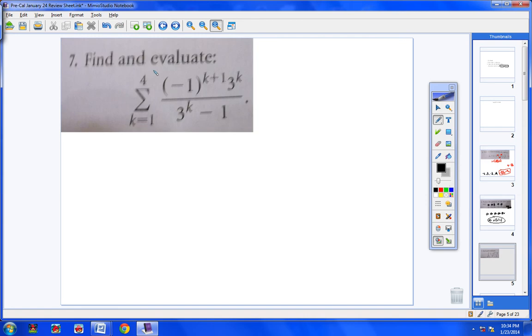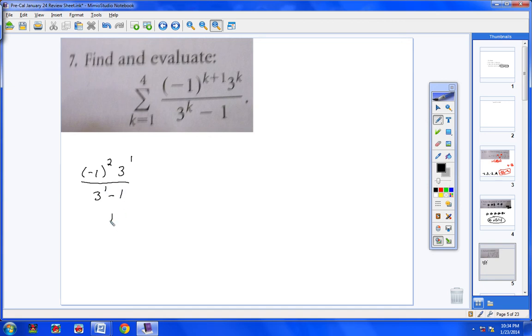All right, number 7. Find and evaluate. So we're going to put a 1 in, a 2 in, a 3 in, and a 4 in, and add all of this together. So I would have -1. Okay, we're going to put 1 in first. So imagine there's a 1 right here. 1 plus 1 is 2. So I'm just going to go ahead and put a 2 times 3 to the 1 power all over 3 to the 1 minus 1.